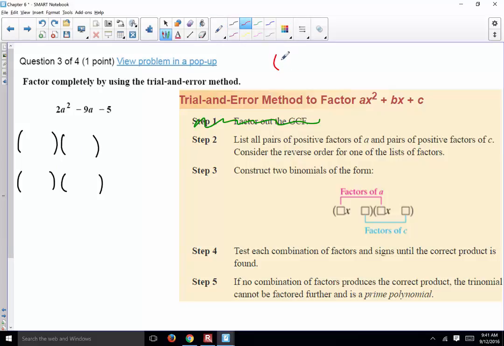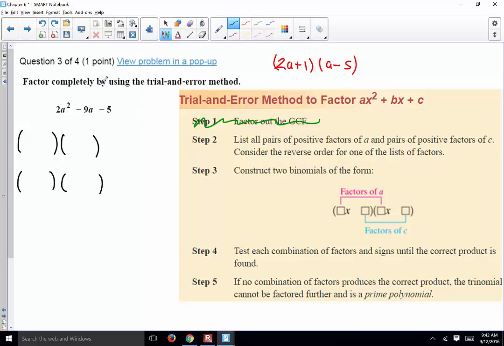All right, tell me the entire factors. 2a plus 1, and then a minus. What do you think? Any objection? I think that's the right choice. Yes. Good job.